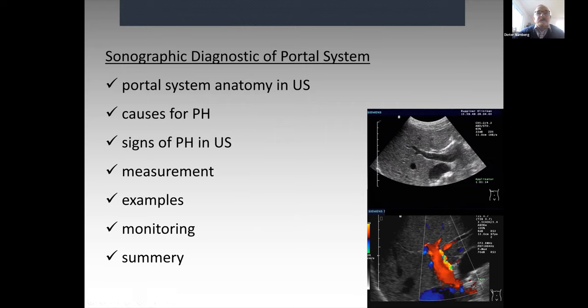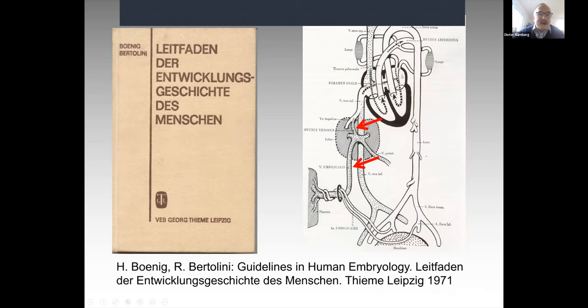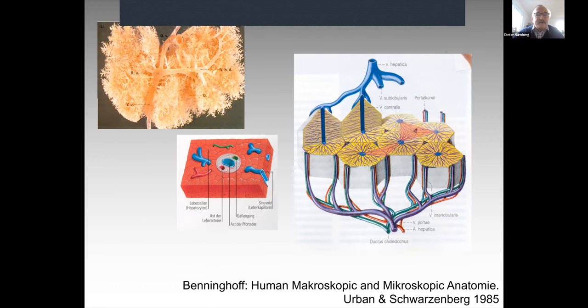We can find portal hypertension also after portal vein thrombosis. It's necessary to make monitoring, and a summary at the end. I learned in this book, that was my book to learn something during my study more than 40 years ago, about the embryology of the vessels in the liver. And I learned that there is a change. The ductus venosus is closed then, and the portal vein and the umbilical vein are also closed. And sometimes we can find then, in portal hypertension, a reopening of some other vessels. Is it the umbilical vein or is it another one? We want to speak about that.